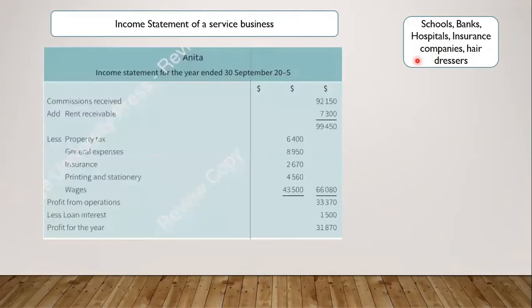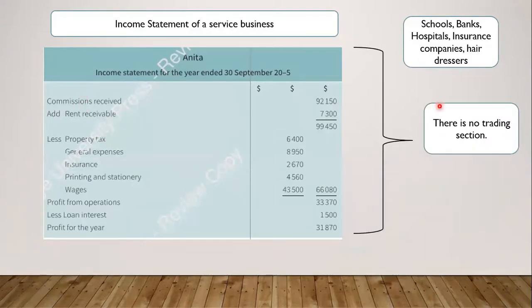So now, if we see their income statement, you will notice that there will be no trading account. There are no sales, there is no sales revenue, there is no cost of goods sold. So clearly in a service business, there is not going to be any trading section. So there will be only two sections, that is the income section, and the section for expenses, and then you can calculate the profit. Why is there no trading section? Because they don't sell any goods.